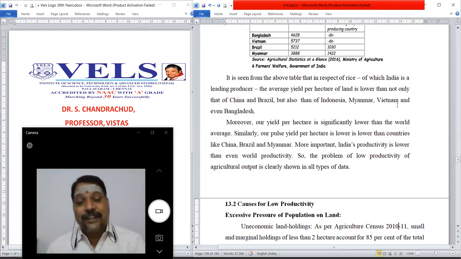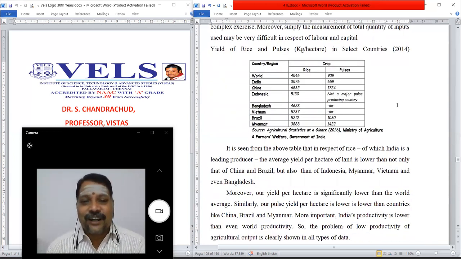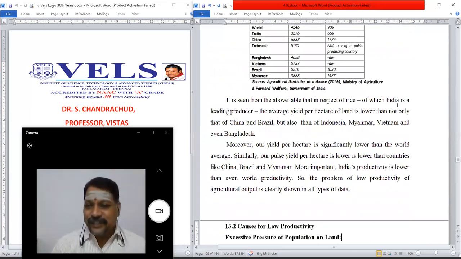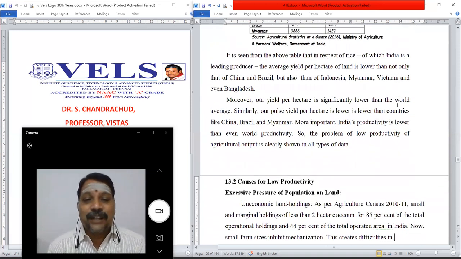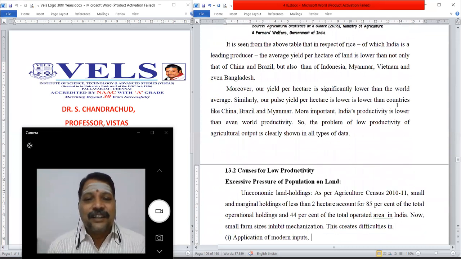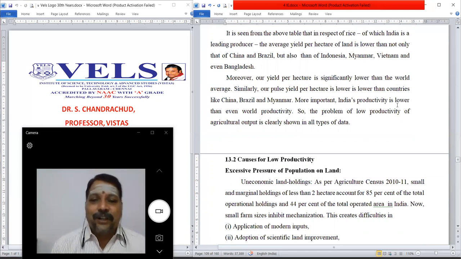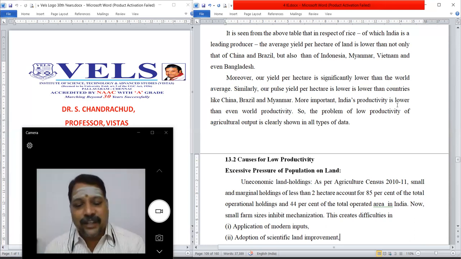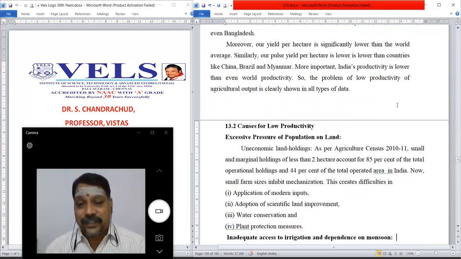So the world average is 4,546, but India's average is only 3,576. You see China, it is 6,000 odd, and compared to other countries, we have very low productivity. Moreover, our yield per hectare is significantly lower than the world average. Similarly, our pulse yield per hectare is lower than countries like China, Brazil, Myanmar. More importantly, Indian productivity is lower than even world productivity. So the problem of low productivity in agricultural output is clearly shown from the above data provided by the Ministry of Agriculture.